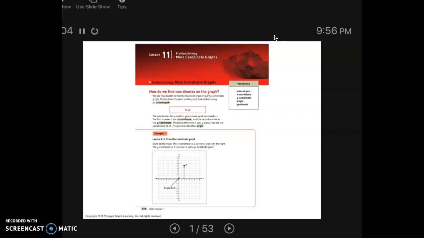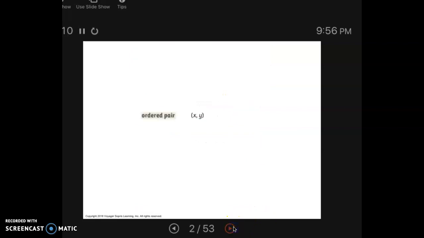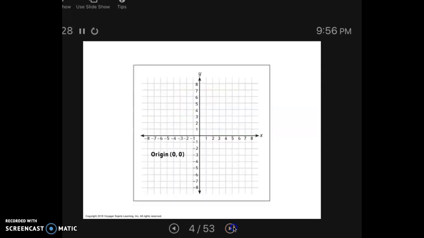Next, for the second part of Lesson 10, we're just going to jump into Lesson 11 and talk about coordinate graphs more. The location of a point on the graph is described using an ordered pair. The coordinates for a point, x and y, are made up of 2 numbers, which we talked about at the end of Lesson 10 just now. The first number is the x, and the second number is the y coordinate.